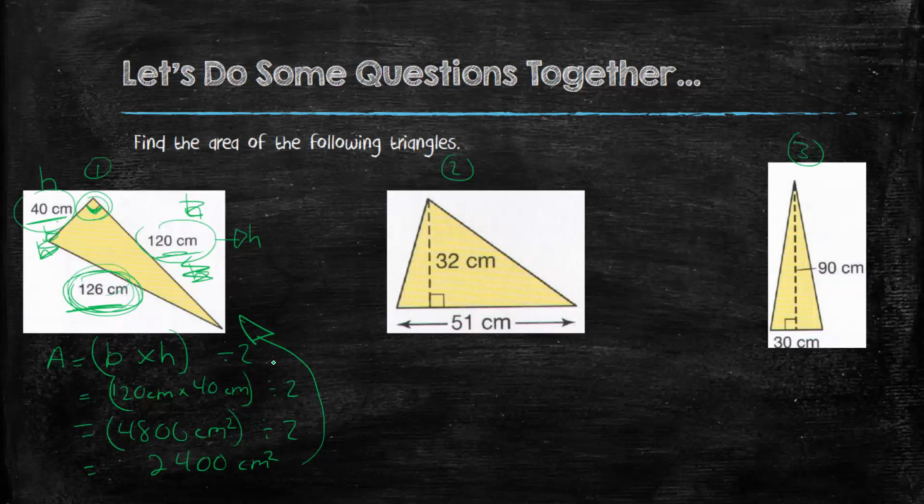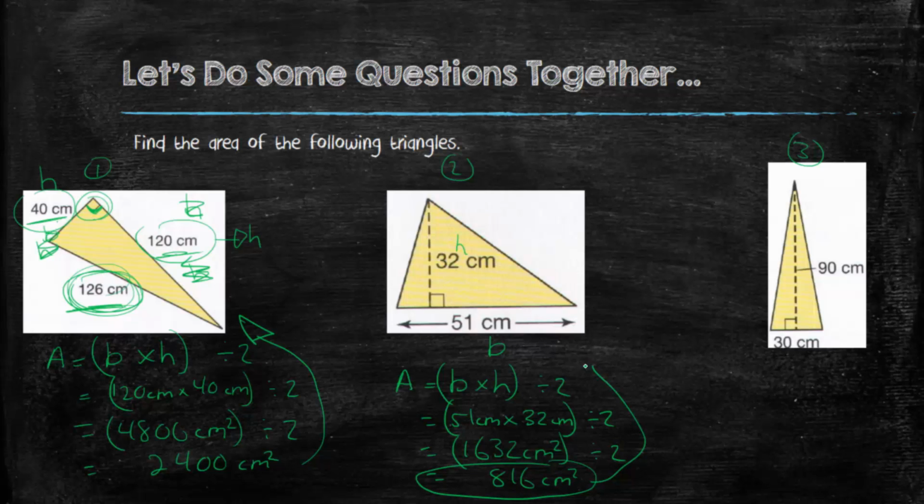Okay, so let's do the next one. This one's much easier because there's only two numbers, nothing confusing about this. This is the base and this is the height. So again, area equals base times height divided by 2. Base is 51 centimeters. Height is 32 centimeters. And divide that by 2. Well, what's 51 times 32? It's 1,632 centimeters squared. Divide that by 2, and that gives us 816 centimeters squared. So that's the answer. That's the area of this triangle.